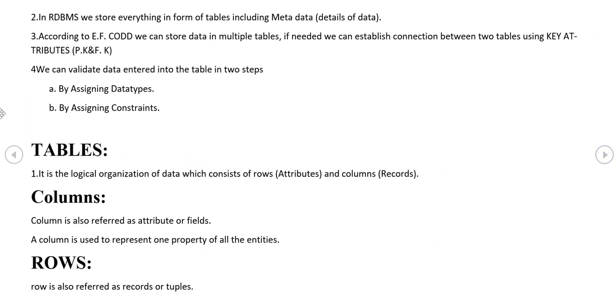It is clear. For example, if you take the serial number 1, you can give only 1. If you are storing 100, you can give only 100. After that, comma 101, comma 102, you can't give. That is the example. Next one is in RDBMS, we store everything in form of tables, including metadata.